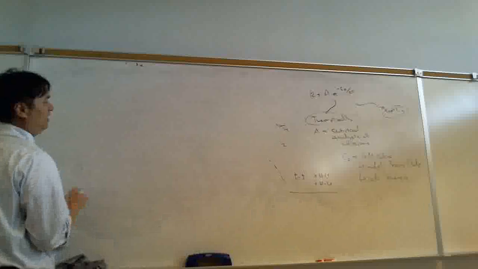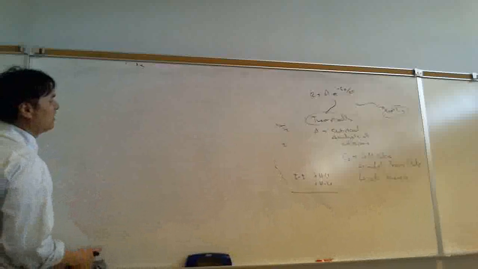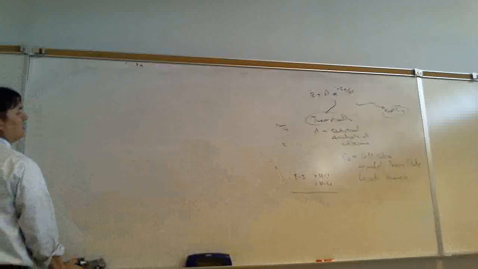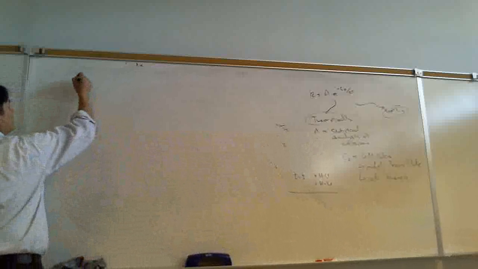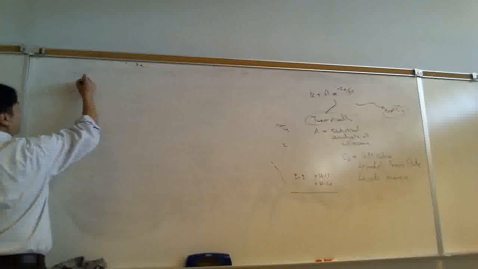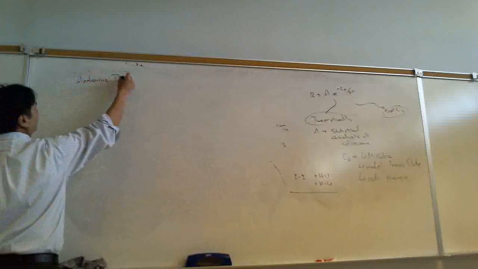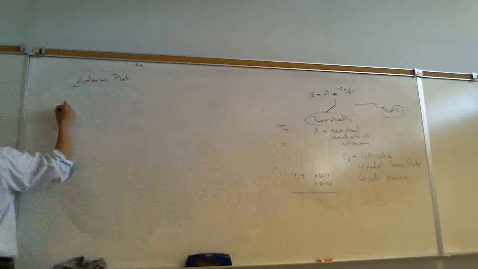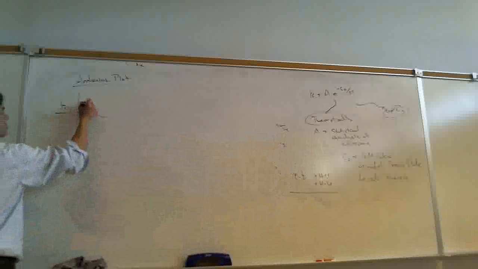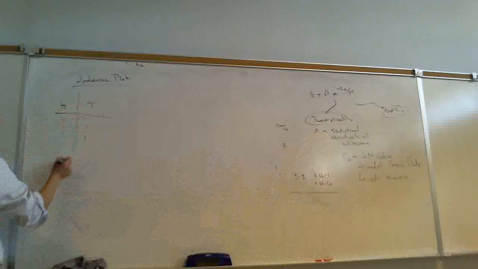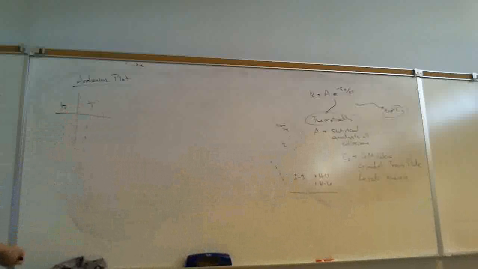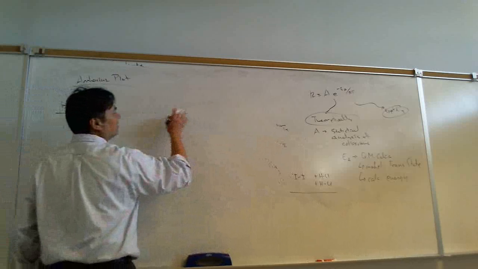So from experiment, what's typically done is we generate an Arrhenius plot. To generate an Arrhenius plot, we measure Ks at different temperatures. And so K1 would be at temperature 1, K2 at temperature 2, etc. Not necessarily the step, but just K for the same step. And then we'll plot out this.